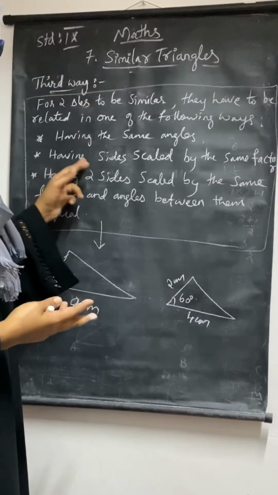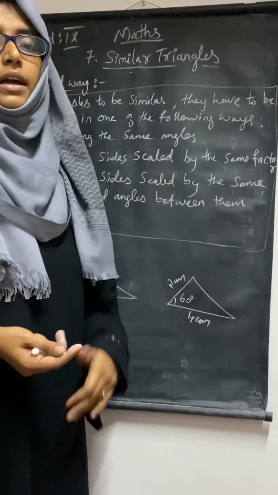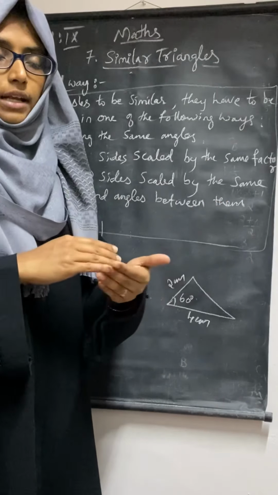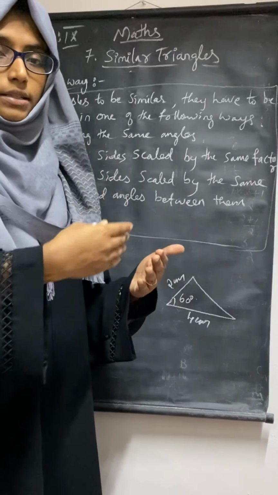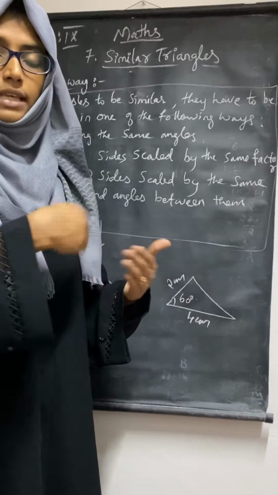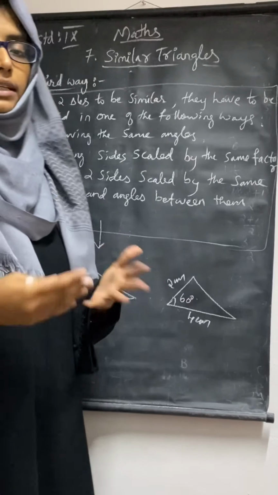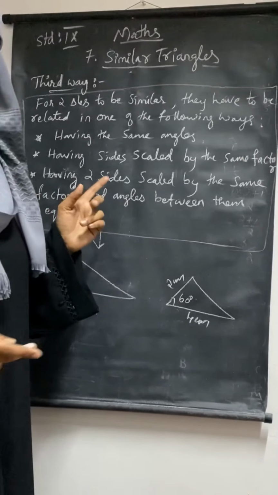Second condition is what? Having sides scaled by same factor. If the two triangles are given smaller and larger, if the sides are scaled by same factor, that means from the smaller to the larger, if all the sides are multiplied by the same number to the larger, then we can say it is a similar triangle. Now we are going to see the third way.